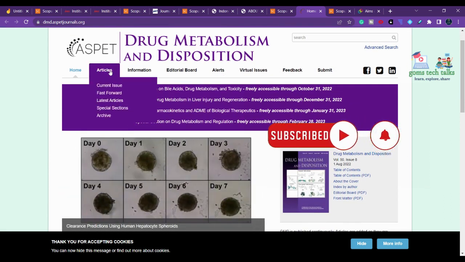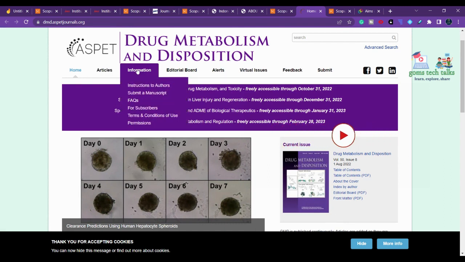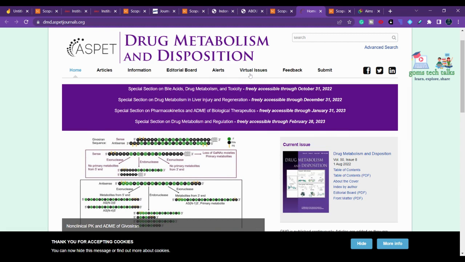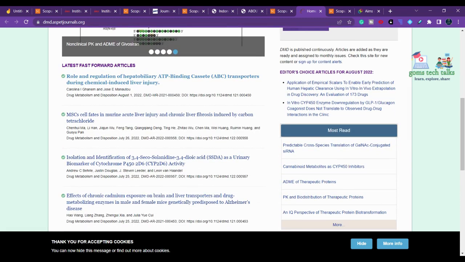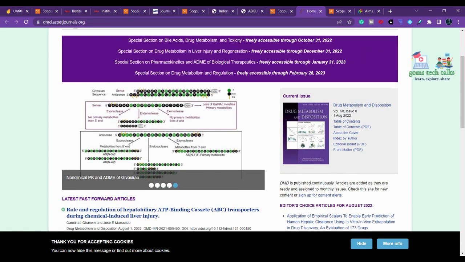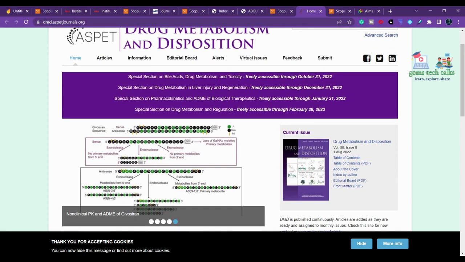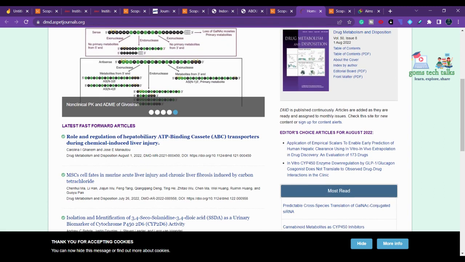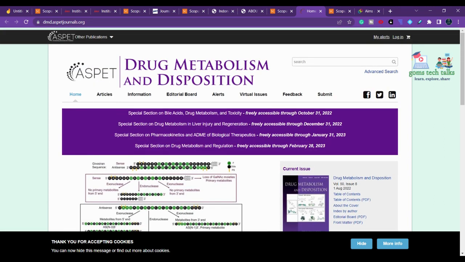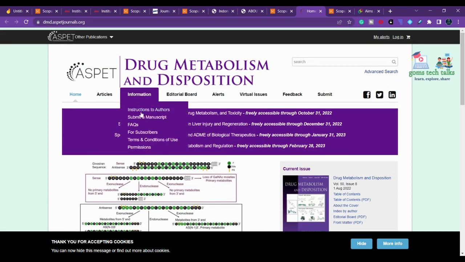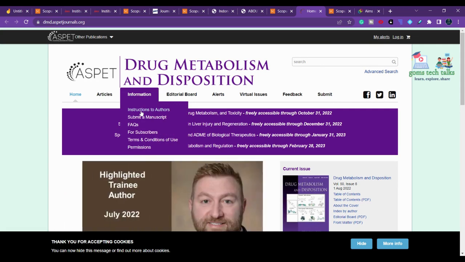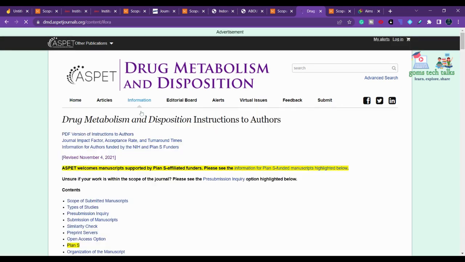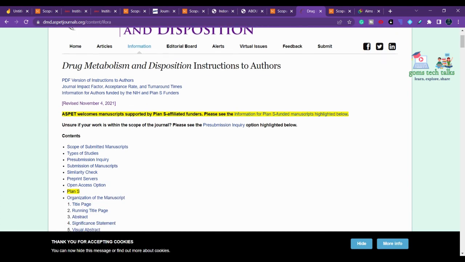Whenever you want to know more about the fee structure or anything, you can just go to the instruction to the author. Other than that, the scope and everything will be there in the homepage itself. In a few journals you cannot find the scope and anything; in the sense, they will be providing it in a separate web page. Okay, so go to the information, go to the instruction to the authors, where you can find more information about the fee.